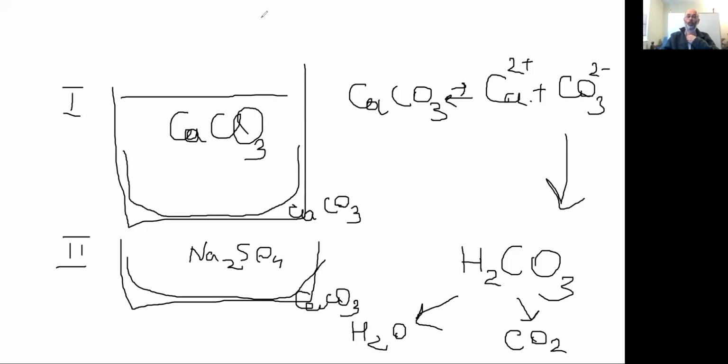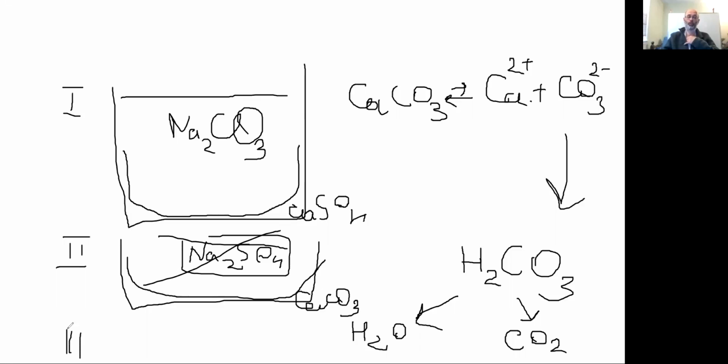Okay, let me make it more clear. At the beginning, we have calcium sulfate on the bottom and sodium carbonate in the solution on top. That's what we added initially. After some time, due to the exchange, we have sodium sulfate in solution and calcium carbonate on the bottom, the deposit. Now we discard this solution, wash it away, and we have just a solid.